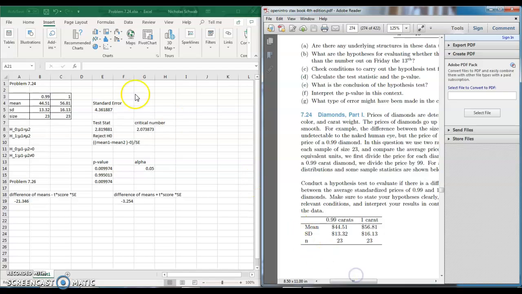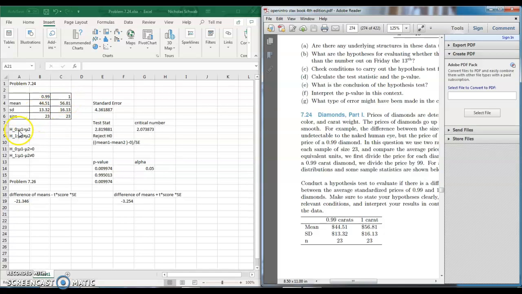Okay, I've copied this table over here. This is for the 0.99 carats and the 1 carat. The mean is 44. The standard deviation of this sample is 13. And then the sample size is 23. And the mean is 56, and the standard deviation is 16. And the sample size is also 23 for the 1 carat.